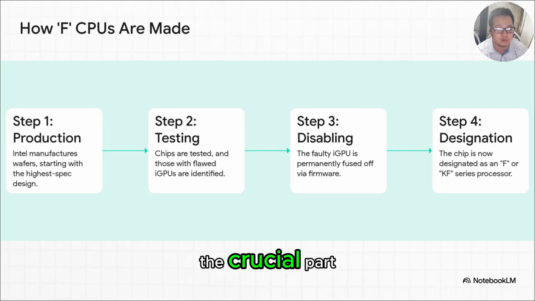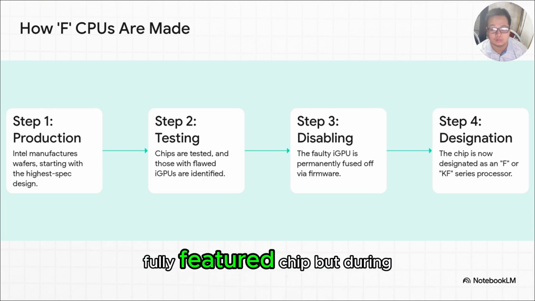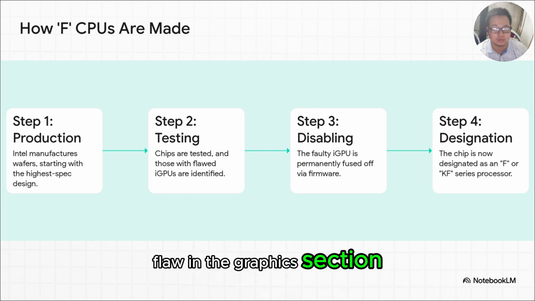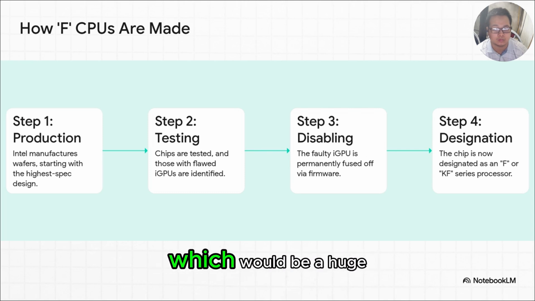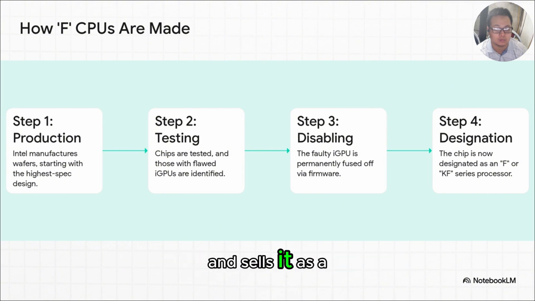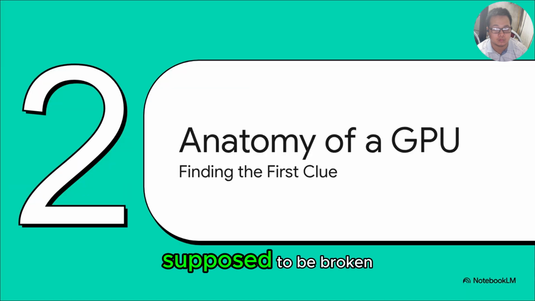Now, here's the crucial part. An F-series chip isn't a completely different design. It actually starts its life as a normal, fully featured chip. But during testing, maybe they find a tiny flaw in the graphics section. So instead of throwing the whole thing away, which would be a huge waste, Intel just permanently disables that faulty part and sells it as a KF model. So the hardware is still physically there, it's just been locked away forever. Or so everyone thought.